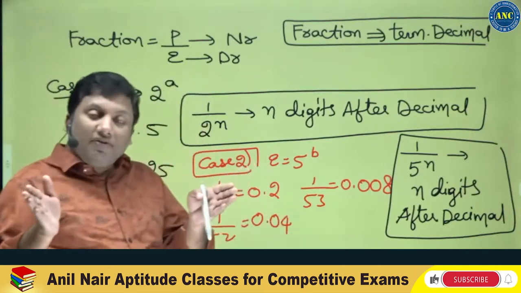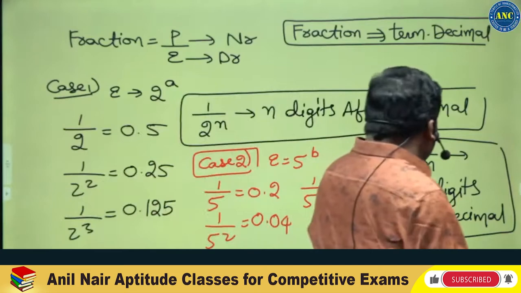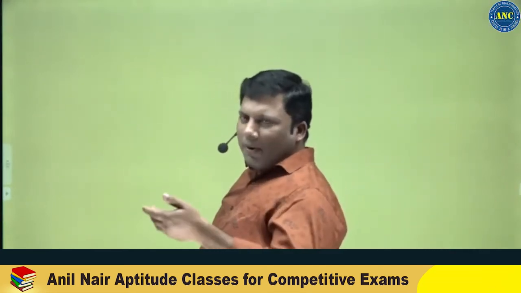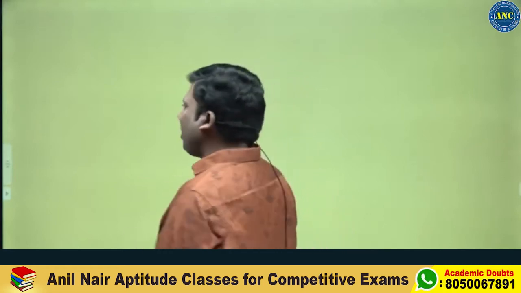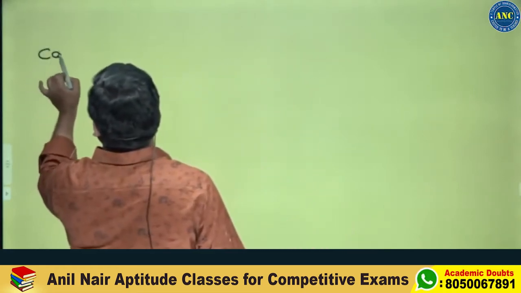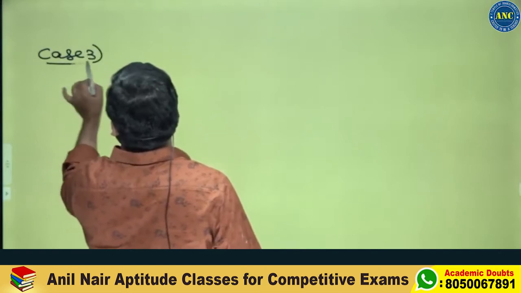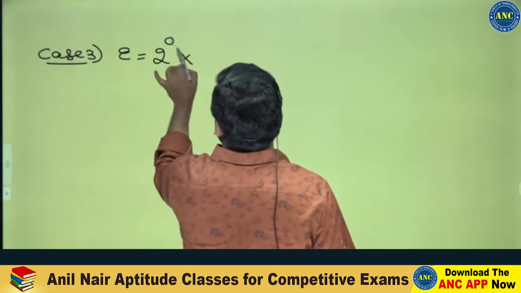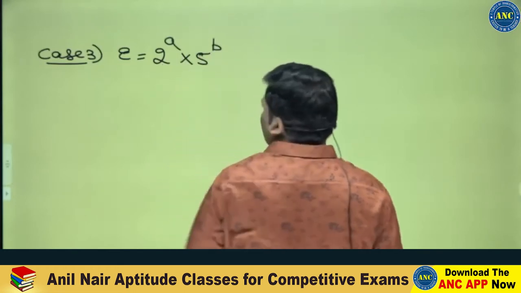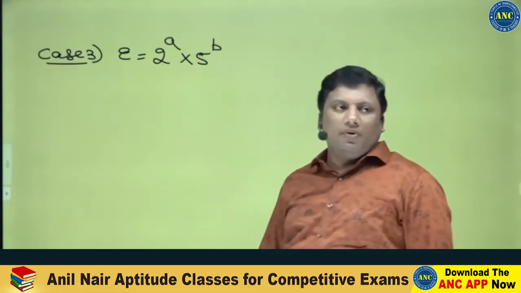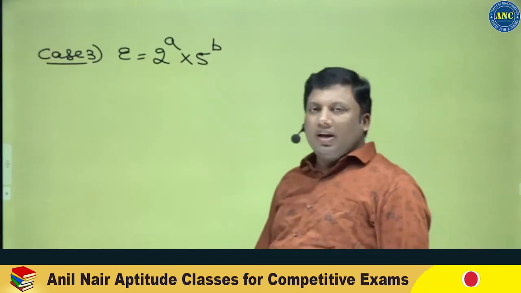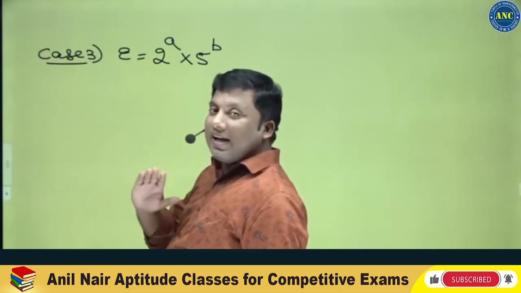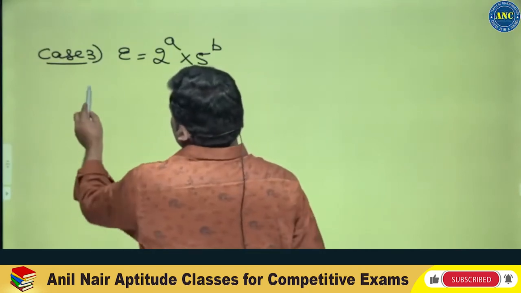Then what will happen if it is a combination of 2 and 5? Case number 3. Only 3 combinations I will get: only a power of 2, or only a power of 5, or powers of 2 and 5. Case 3: Q equivalent to 2 power a into 5 power b. A can be less than b, a can be equal to b, a can be greater than b. 3 cases we will discuss.